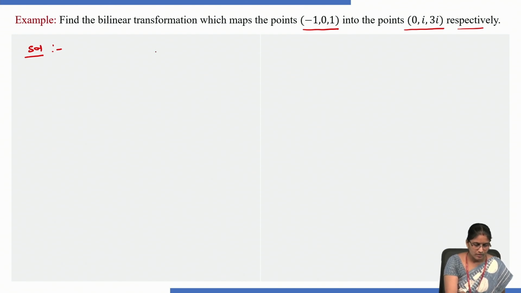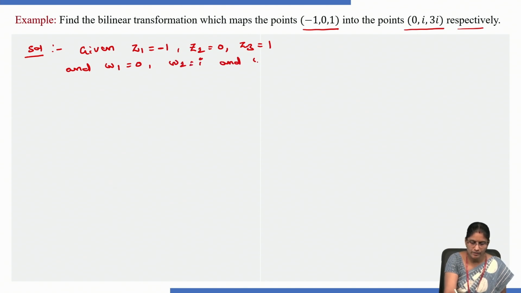So first take the points given: z1 is equal to -1, z2 equal to 0, z3 is 1 and w1 is equal to 0, w2 is equal to i and w3 is equal to 3i. The required bilinear transformation.